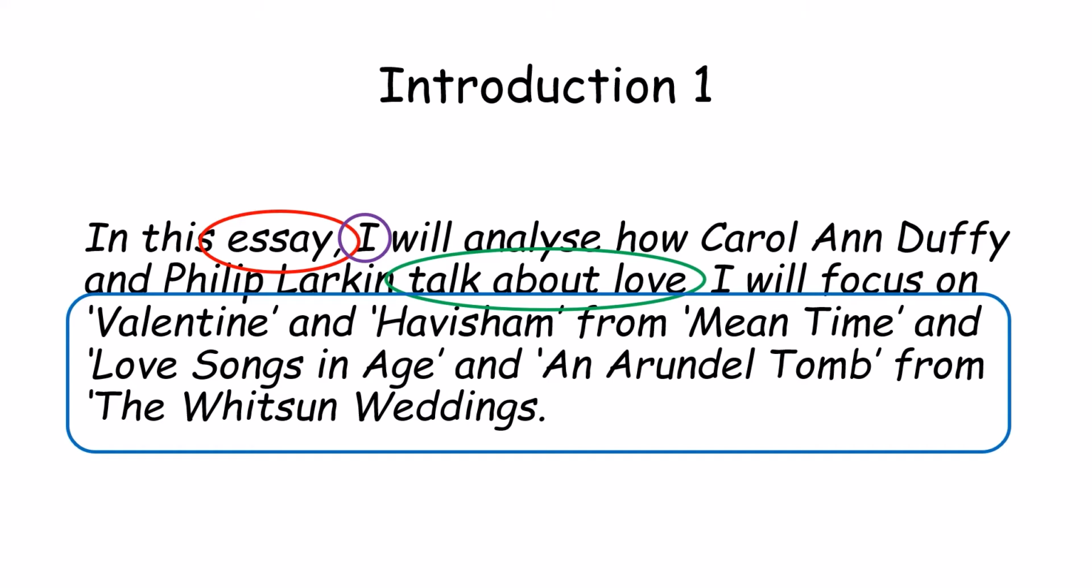Now, I think it's a really good idea to signpost which poems you're going to talk about, but I'd like it to be peppered with a little bit of understanding about each one before you start your deep analysis as you move through. So I think a fairly weak introduction. It does exactly what it says on the tin. It's very simple. It tells me what you're going to talk about, but it doesn't really engage with the question, and it doesn't really engage with the poems that are going to feature in this essay. So this is the type of introduction I think we should try and avoid.